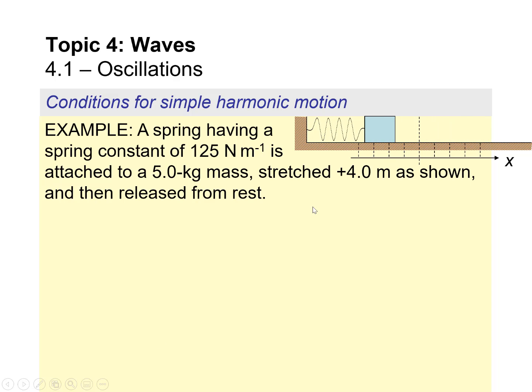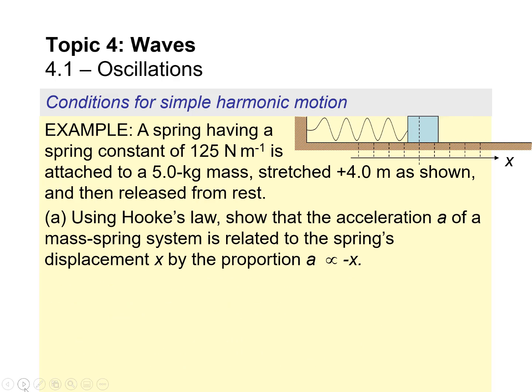So here's an example of a spring oscillating back and forth, we can see. And we want to just show that the acceleration of a mass spring system is related to the displacement by this proportion. Acceleration is proportional to negative displacement. But we can always get that just from Hooke's law.